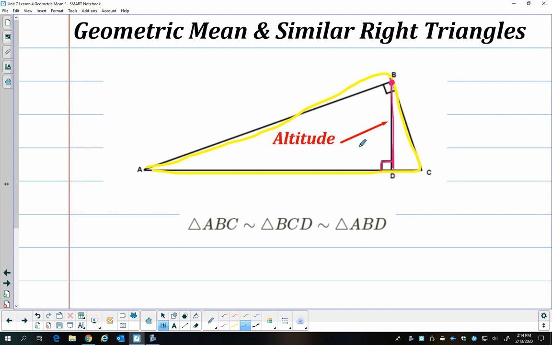And I hope you notice that inside this big right triangle are two smaller right triangles, one over here and one over here. And all three of those triangles are similar, and that's what this statement says right here. So this special similarity occurs if we have a right triangle with its altitude drawn. We now have created three similar right triangles.